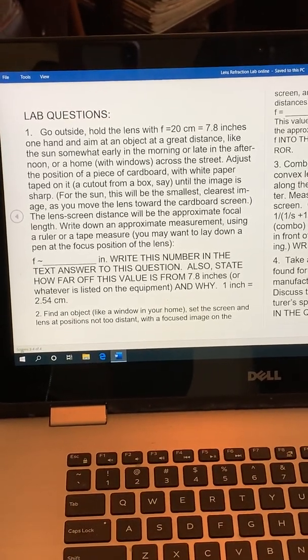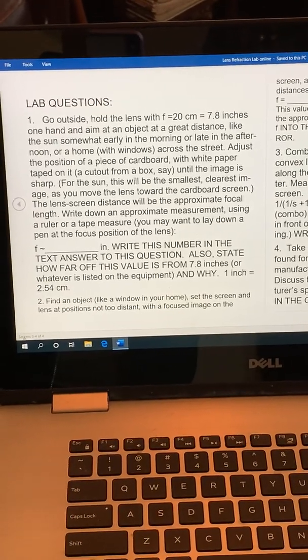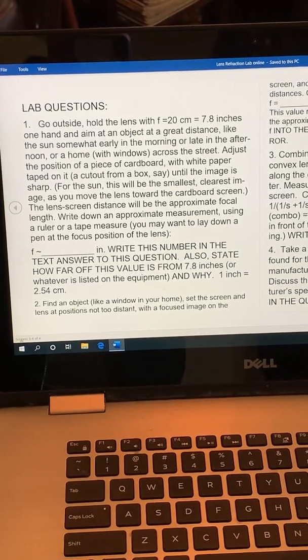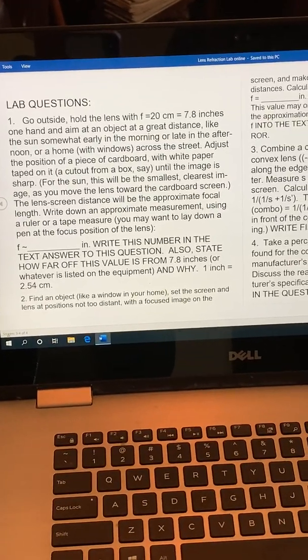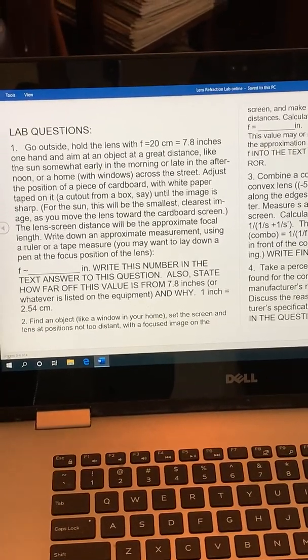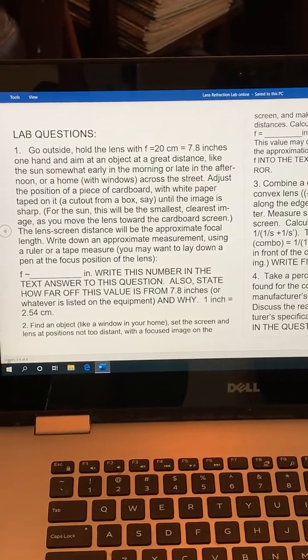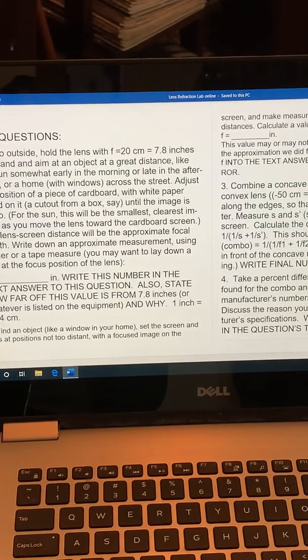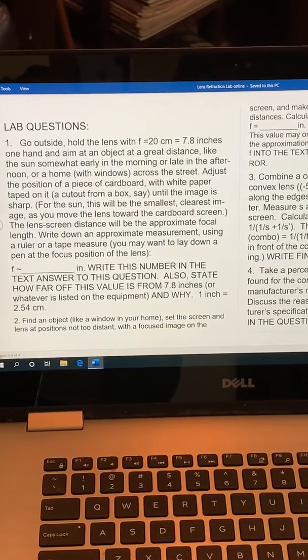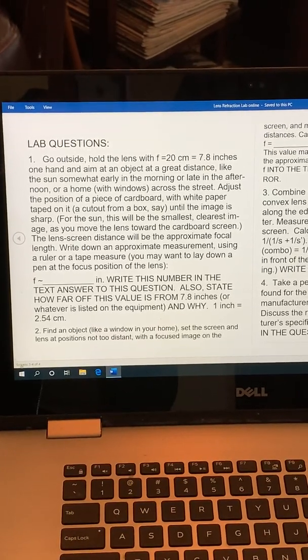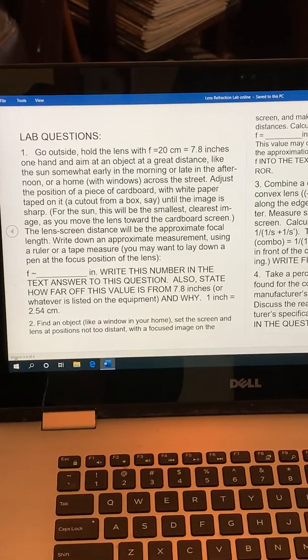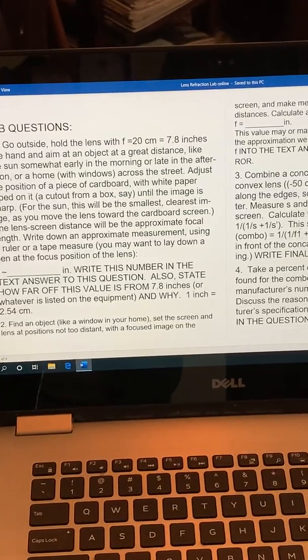All right, we're inside looking at the lab questions, which I've cut and pasted from the lab online. Number one is the one we just did, determining the focal length of a 20 centimeter focal length lens by pointing at the sun, okay? And then you'll write the number that you get, that you measure with the ruler, in the text answer to the question, okay? So now we're moving on, and you can come around here and I'll show you what we're doing.